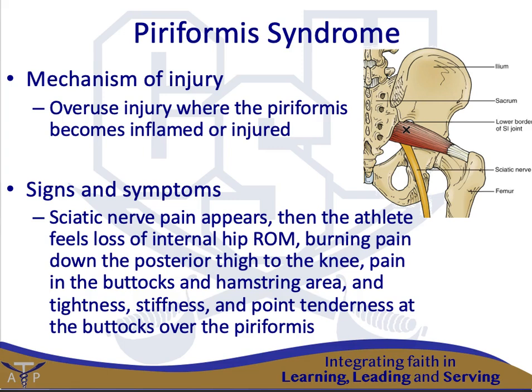Signs and symptoms, we have sciatic nerve pain that appears. It may be shooting down the back of the leg. They can also have a loss of hip internal range of motion, burning pain down the posterior thigh and knee, pain in the butt and hamstring area, tightness, stiffness, and point tenderness. And you can see some other ones on there as well.